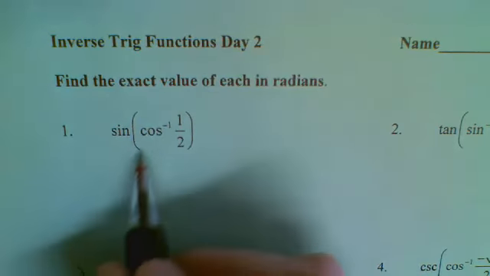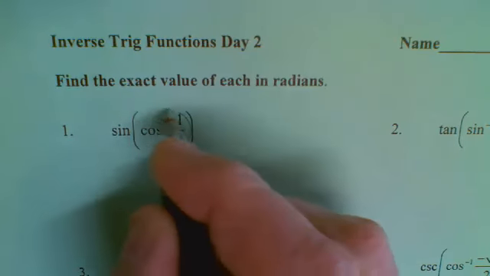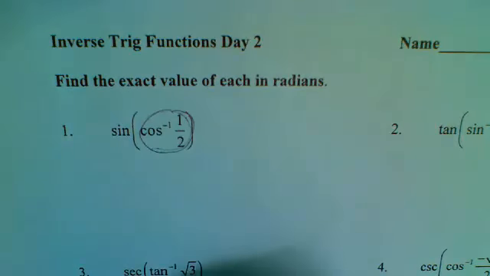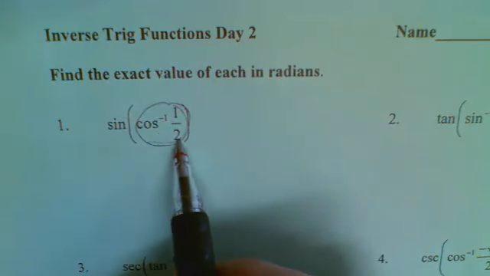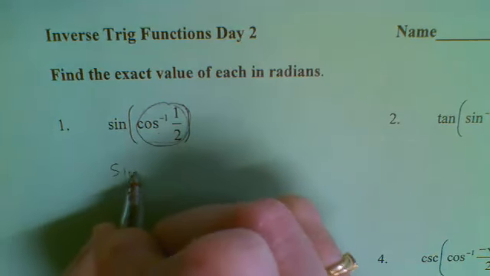So when you see this, you're going to do what's in the parentheses first. You should see inverse cosine. So you're looking for the angle that has a cosine of 1/2. That's what you did yesterday. So what angle has a cosine of 1/2? That would be pi over 3.